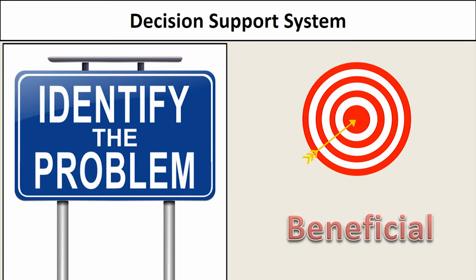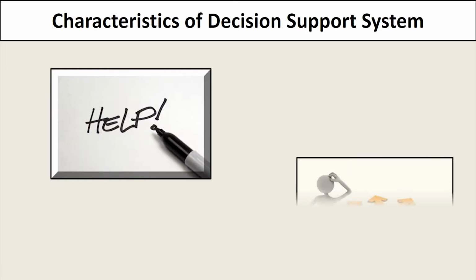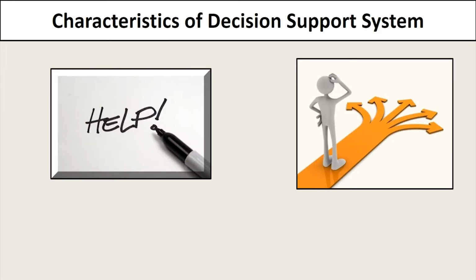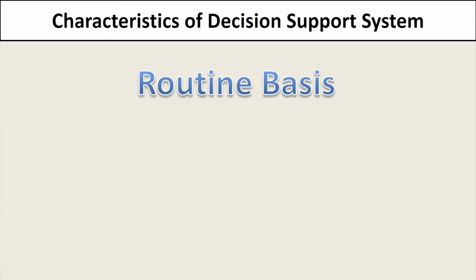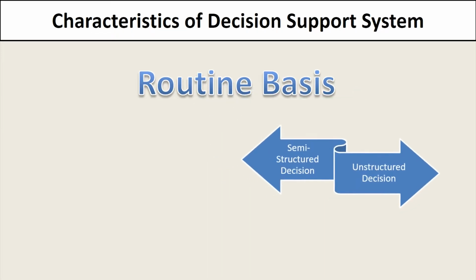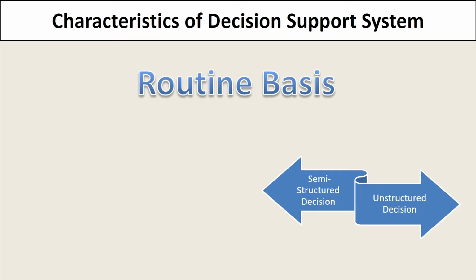Let's discuss various characteristics of the system. Firstly, the system is designed to help the decision makers in taking the decisions. Secondly, it helps in improving the effectiveness of the decisions. Thirdly, it can be used on routine basis or it can be used when needed. DSS is able to handle both semi-structured and unstructured types of decisions.